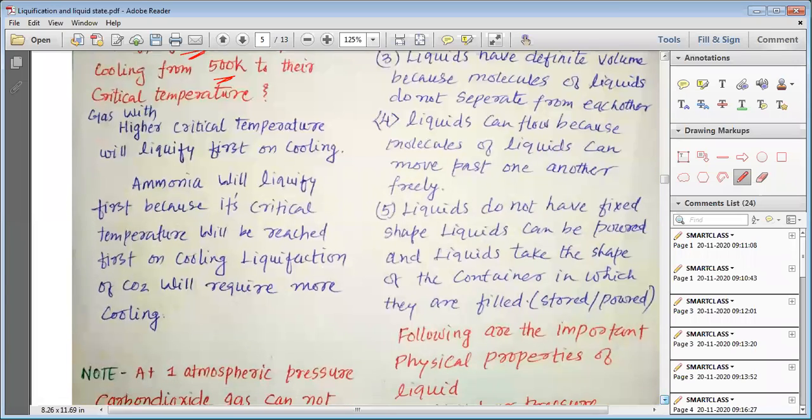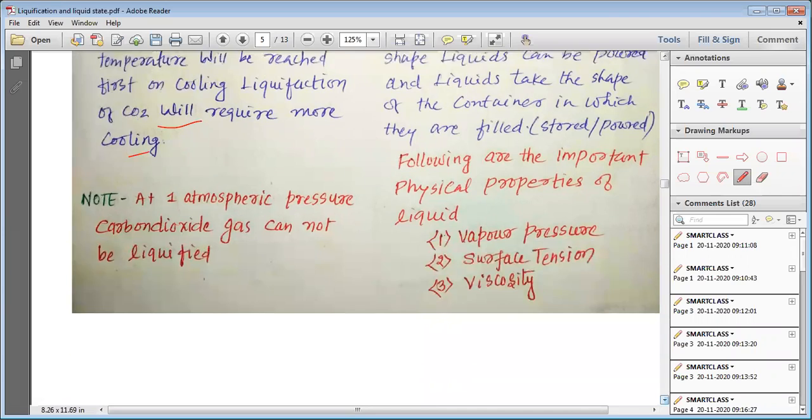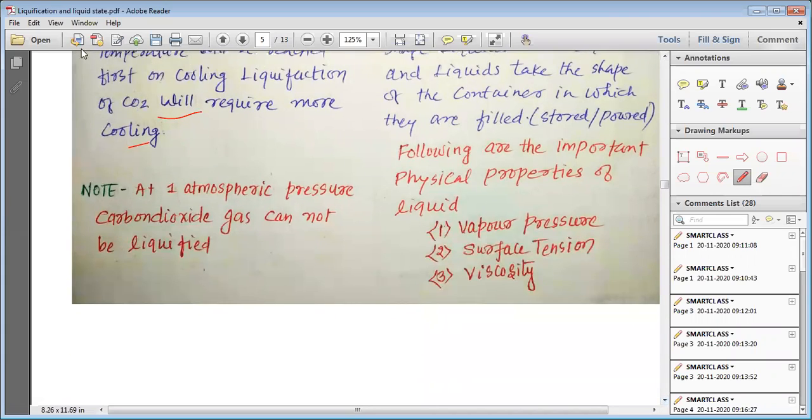So let's answer this question. The gas with higher critical temperature will liquefy first, because when you cool them, the higher temperature comes first, and that is why ammonia will liquefy first, as its critical temperature will be reached first on cooling. So liquefaction of CO2 will require more cooling, whereas liquefaction of ammonia will be faster than the liquefaction of carbon dioxide. Please note that at 1 atmospheric pressure, carbon dioxide gas cannot be liquefied.